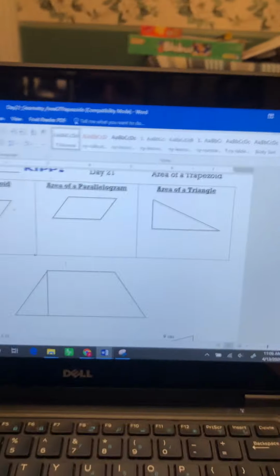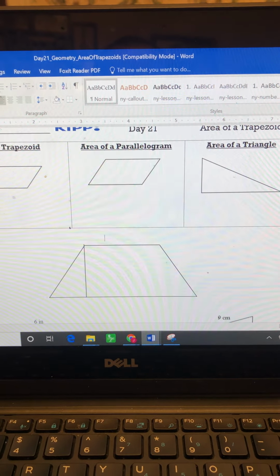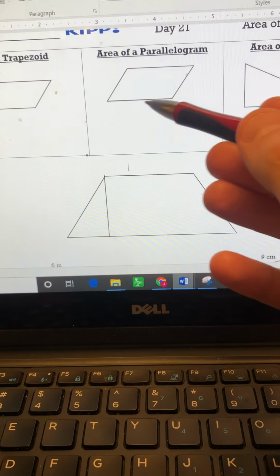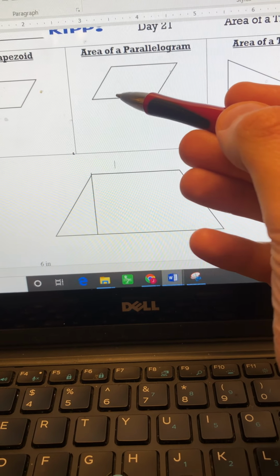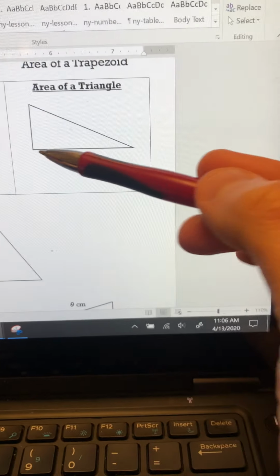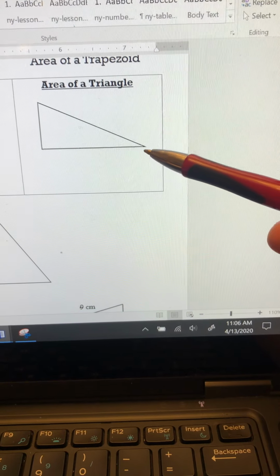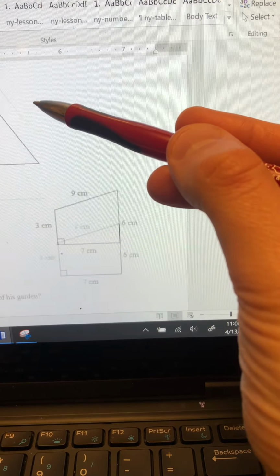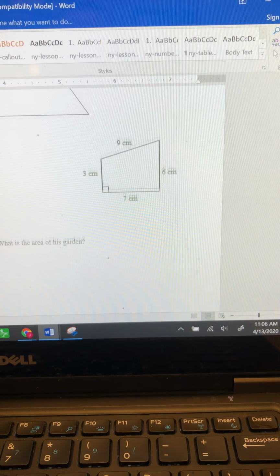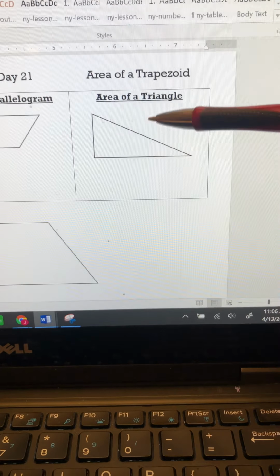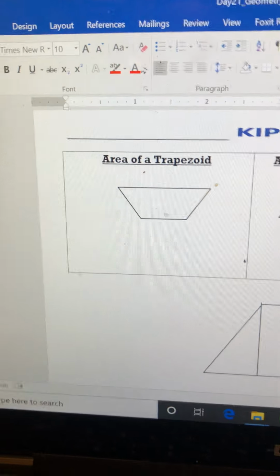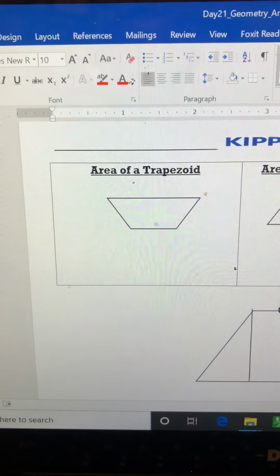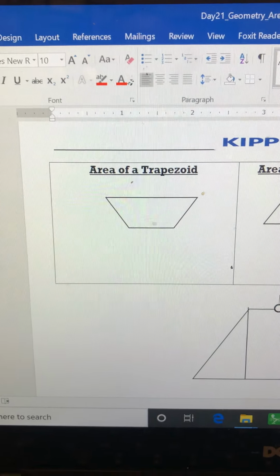Okay, so we are now going to get into our main lesson today, and our main topic today is area of a trapezoid. So far, we have done area of a parallelogram, which was multiply the base times the height. We've done area of a triangle, which is multiply the base times the height, but then divide that by 2. And then today we're going to move on to a new shape called trapezoids, and we're going to find the area of a trapezoid.